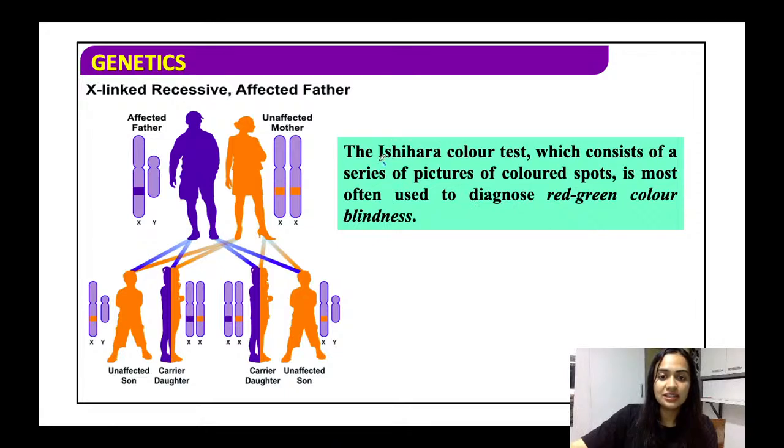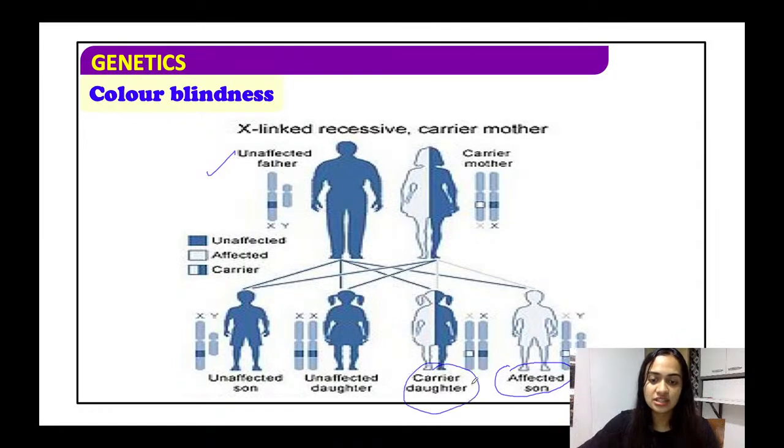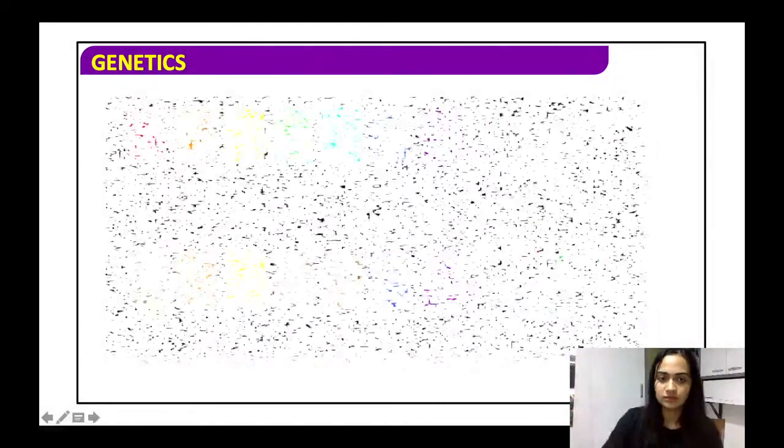The Ishihara color test is used to diagnose red-green color blindness. Now, this is X-linked. Here is the unaffected father and the mother is a carrier. Mother carrier हो और father unaffected हो तो affected son होता है, ठीक है. एक डॉटर कैरियर होती है तो 50% जो चांस है वो कैरियर के एंड 50% है सन अफेक्ट होने के.